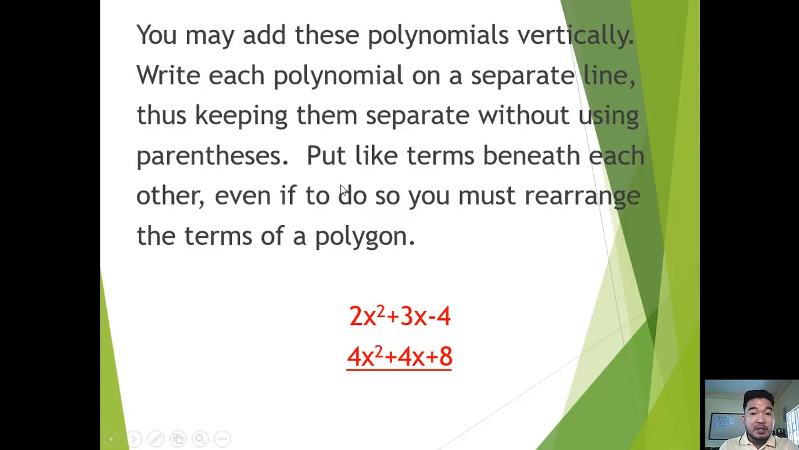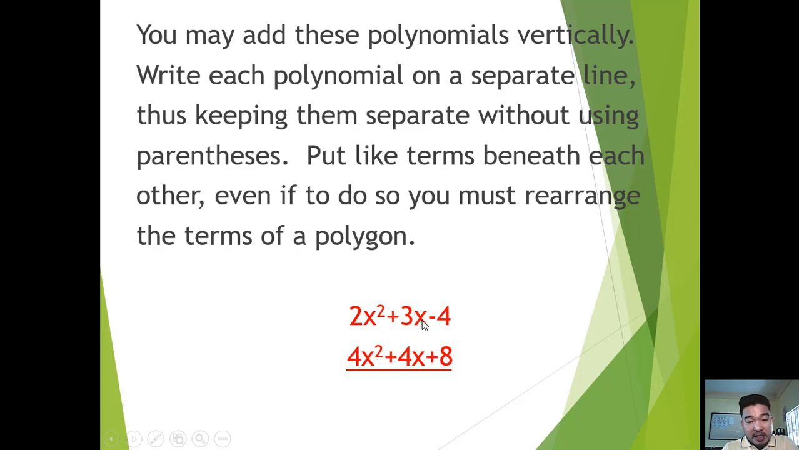Okay? So, pwedeng vertical method. When adding a polynomial, we may use the vertical method. You just write each polynomial on a separate line, thus keeping them separate without using parentheses. Put like terms beneath each other. Ibig sabihin, pagtapat-tapatin natin kung sino yung like terms, even if to do so, you must rearrange the terms of the polynomial.